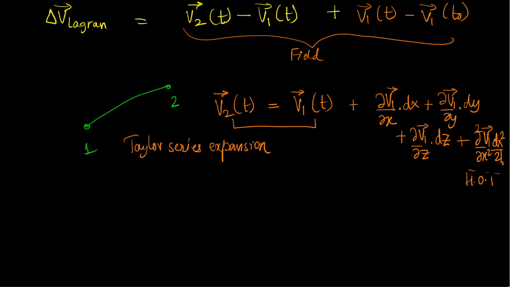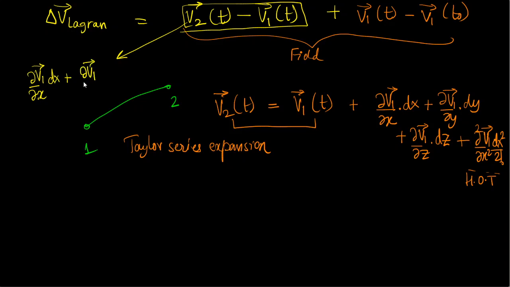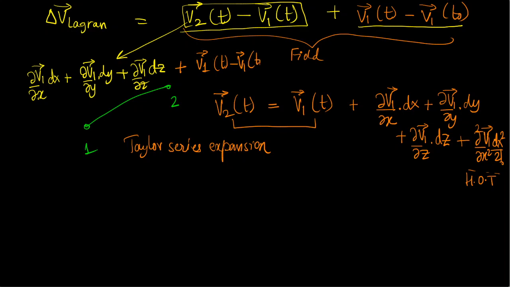So these all will be higher order terms. There will be delta x square, delta x delta y, delta z square, and so on. And thus this particular term simplifies to del v1 del x, that is the velocity at point 1, dx plus del v1 del y dy plus del v1 del z dz. What about this particular term? Let us retain that particular term as it is. So it is simply v1 at t minus v1 at t naught.